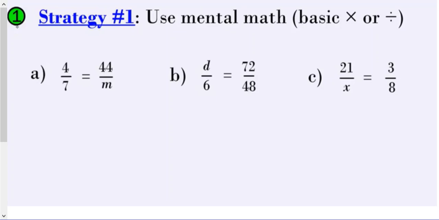Alright, strategy 1. First strategy we can use is mental math. We're going to use basic multiplication or division. Okay, go ahead and pause here. Make sure you write this information down in your math notebook and then push play to follow along with these three examples here.